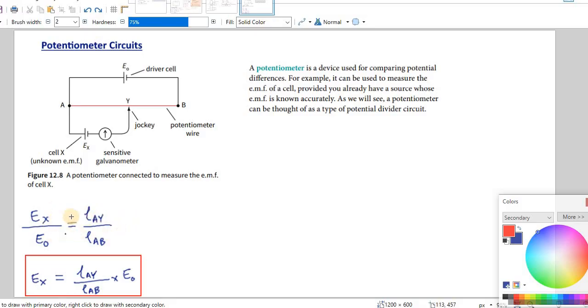So that's how we get this. Now look, this is the part, right? This is the whole thing. So EX divided by E naught equals the part length AY divided by the whole length AB. That's how we get this equation. So this is what we will be using to find the EMF of an unknown cell.